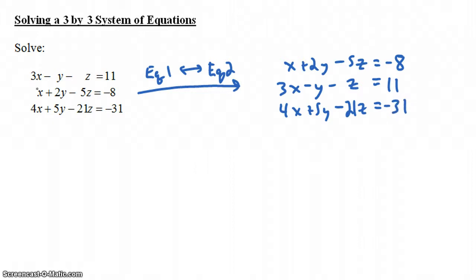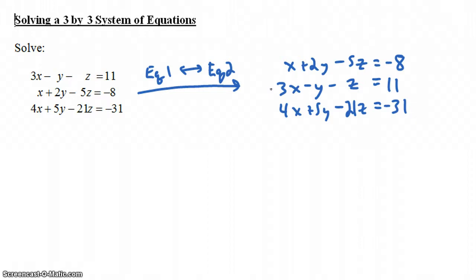Now, what if none of these had a 1x? What if they were all a 3x and a 5x and a 4x? Well, you would just take the first equation and multiply it by 1/3 to make this be 1. You're always allowed to multiply an equation by a constant, and so that's what you would do.